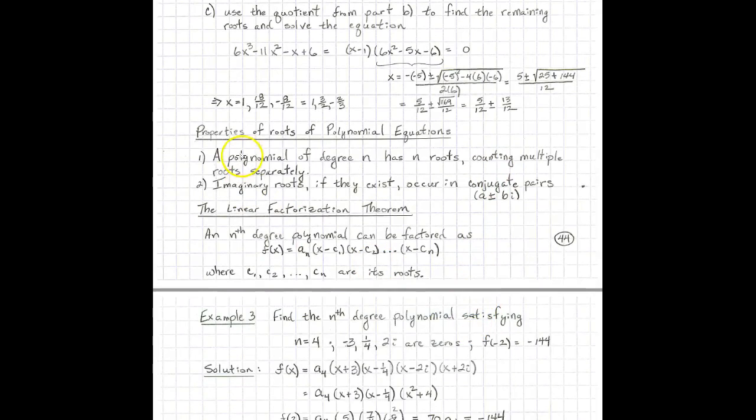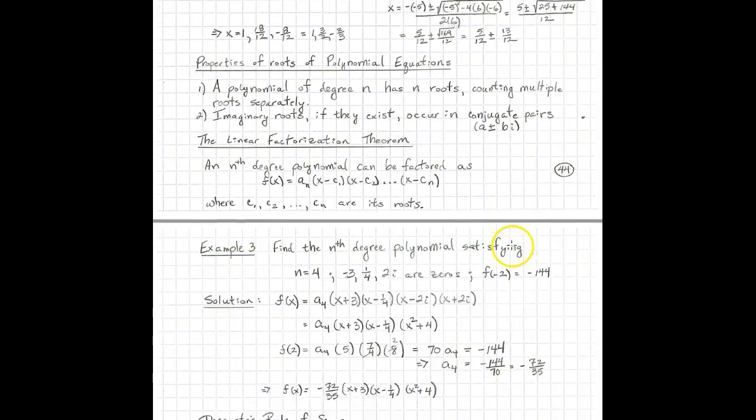All right. The properties of the roots of polynomial equations. A polynomial of degree n has n roots. It will always have n roots, counting multiple roots separately. So if it has a multiplicity of 3, that would be like 3 roots, even though it only looks like 1. Imaginary roots always have to occur in conjugate pairs. That comes from the quadratic formula, where it's plus or minus this square root, which, if it's negative, is going to give you imaginary roots that are in conjugate pairs.